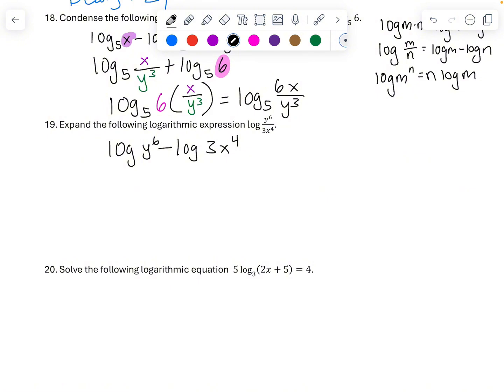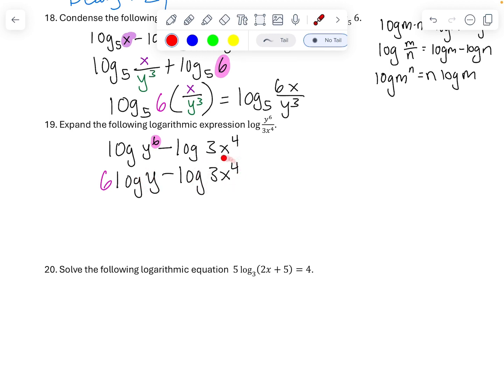Okay, and now I go piece by piece. Okay, I notice here I have a 6 up on top of that logarithm. So I'm going to move that 6 out in front. 6 log y minus log of 3x to the 4th. Okay, from here, I can't do anything else here because I have my y by itself.